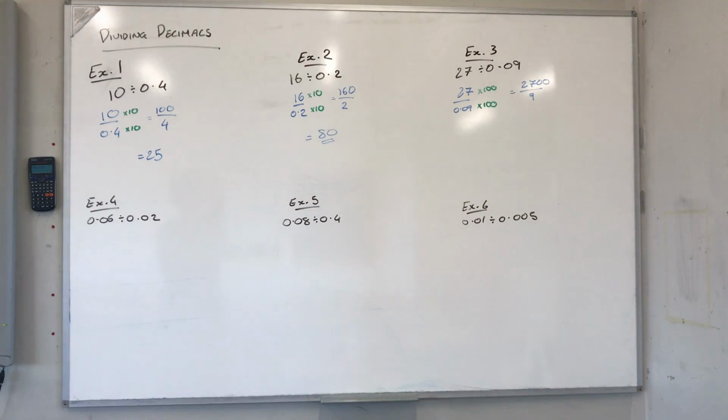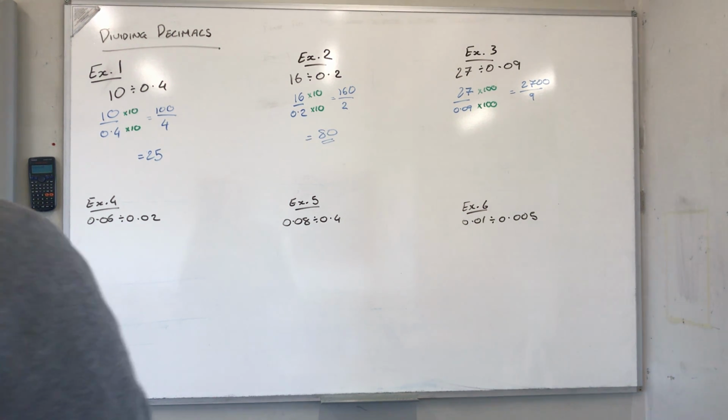Hopefully you can see why I had to multiply by 100 is because we're dividing by 0.09, and in order to get that to have no decimals, we need to multiply by 100. And then you're thinking 2,700 divided by 9, that's really complicated. Cover the zeros, we get 27 divided by 9, which is just 3, and then add in the 2 zeros again.